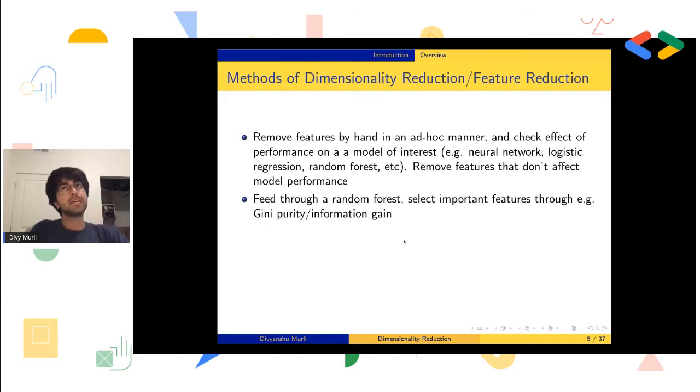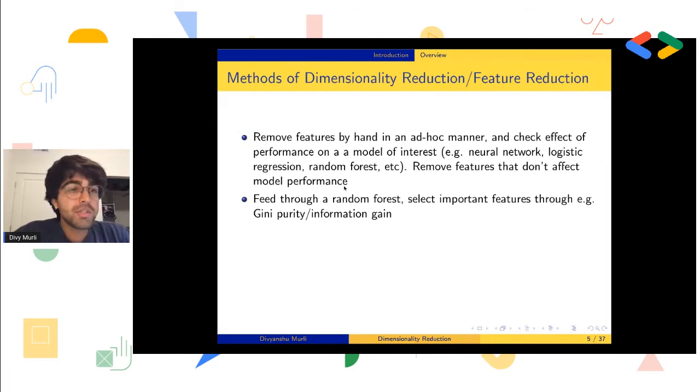A couple of examples of feature reduction: let's say that in machine learning we're training some model. It could be a neural network. It could be just a simple logistic regression. It could be a random forest. It could be some other really complicated thing. Maybe we have some data set that we feed through this model, and it has some insanely large number of features, and most of them aren't particularly relevant to model performance.